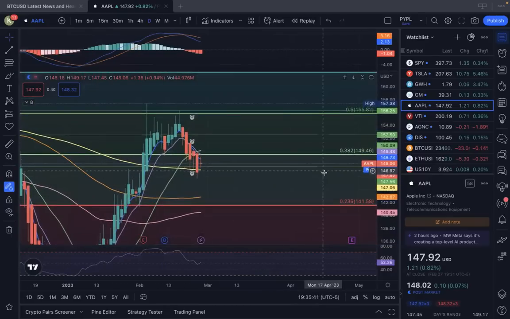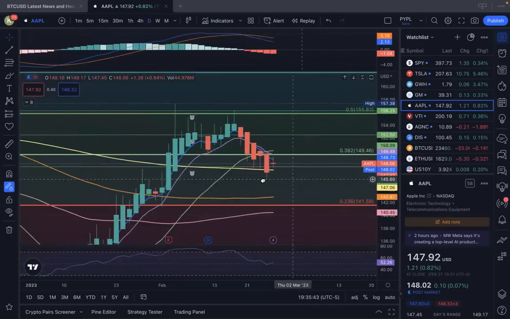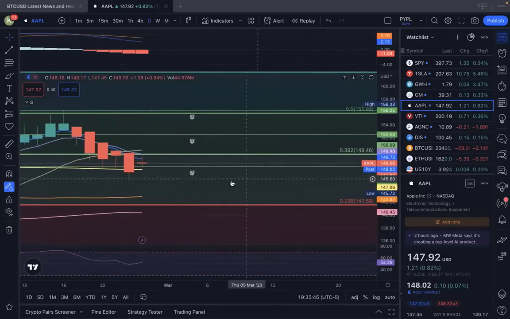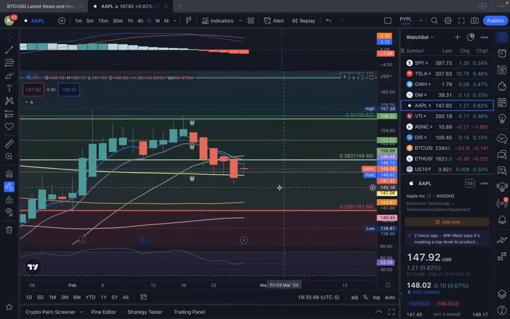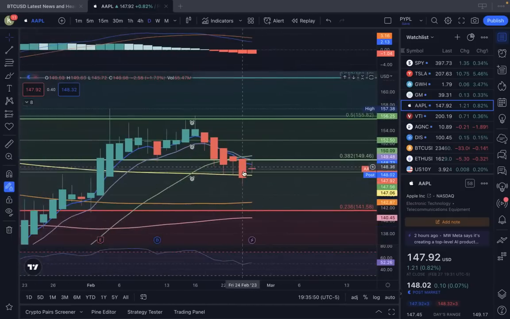That doji candle, you see that? Because when you have a candle like that, that means the bears are getting weak. The bears are getting weak. Might just go right on up to 152.